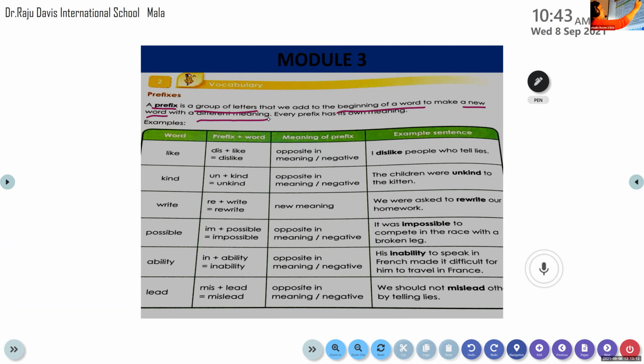Can you tell me the meaning of the word unkind now? Unkind means not kind to anyone. Very good. Not kind. Unkind means not kind. Is that the antonym of the word given, kind? Yes. Now see, by adding the prefix, we got the antonym of the word that is given to us. Did you understand why it is done now?